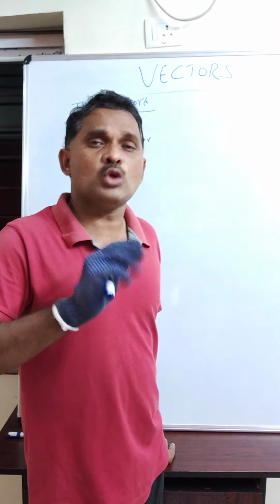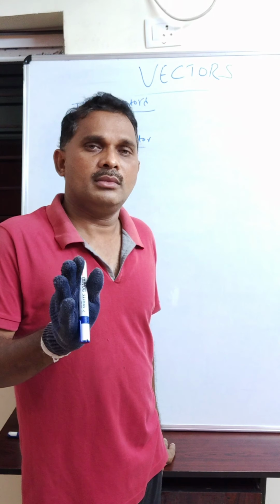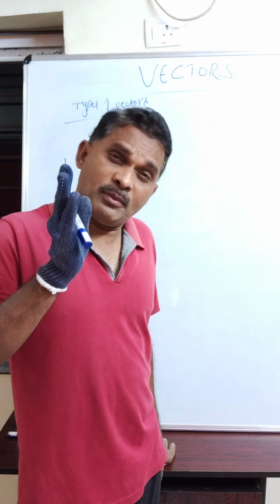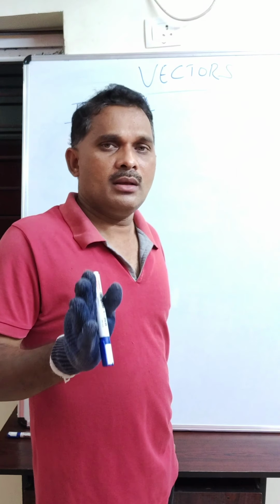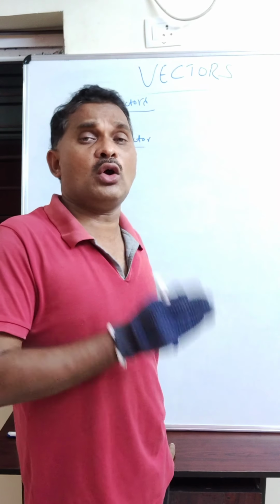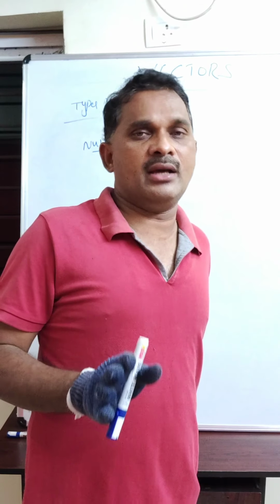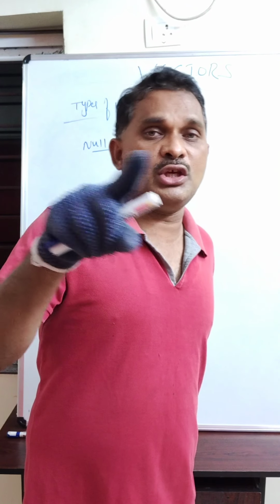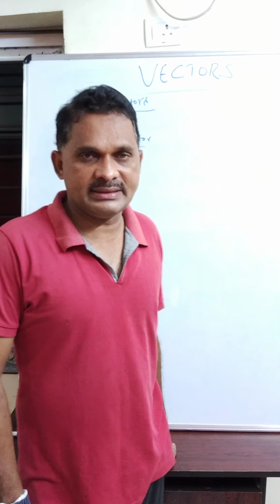Here direction is not specified. I am not telling that there is no direction, and I'm not telling that there is a direction. Direction is not specified. Any direction you can take after that. That's why they are called null vectors. The direction is unspecified, but the magnitude is 0. Such kinds of vectors are called null vectors.